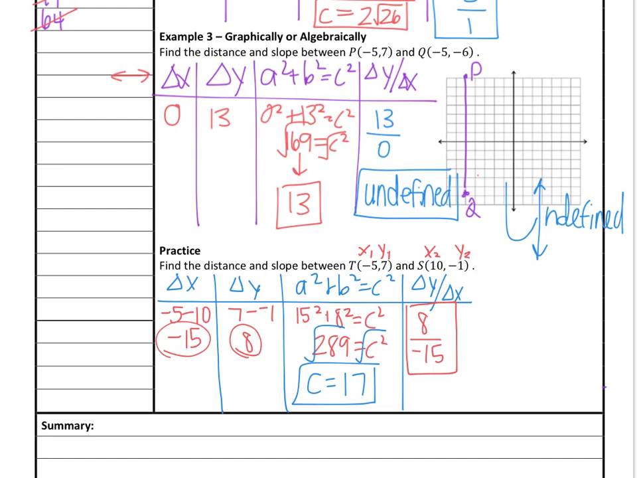Otherwise, have fun doing distance and slope. Just remember to make your tables, and change means to subtract.